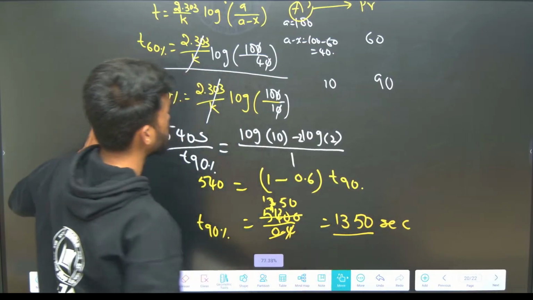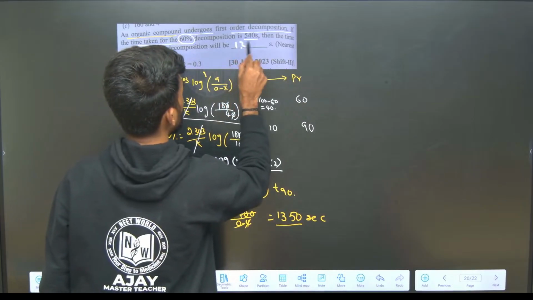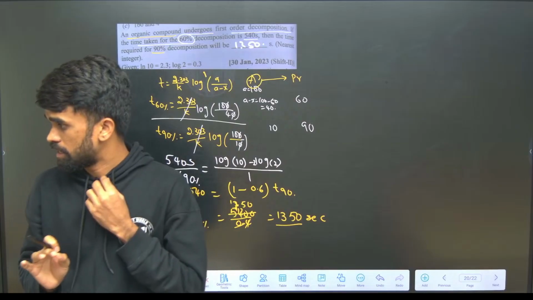So what is the answer for this? You should fill in 1350 as your answer. Hope this is clear. Very clear now, right? Okay.